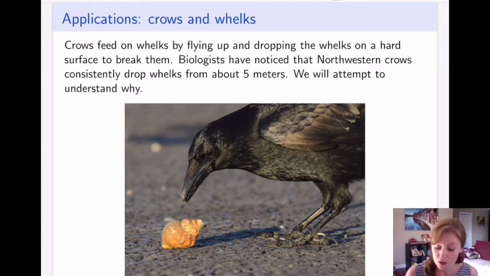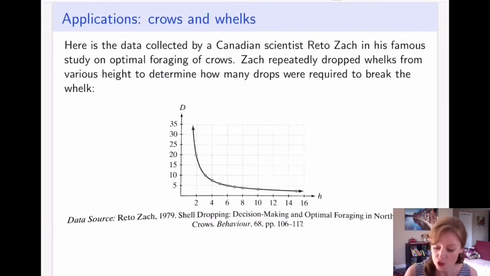Okay, so in particular, Canadian scientist Rito Zak decided to really investigate this problem. He went out onto a rocky beach, grabbed himself a bunch of whelks, and started dropping them from different heights. The data points on this graph are the actual points from one of his experiments. Then he managed to fit a function to this graph, which describes how many drops were required to break the whelk from the given height.